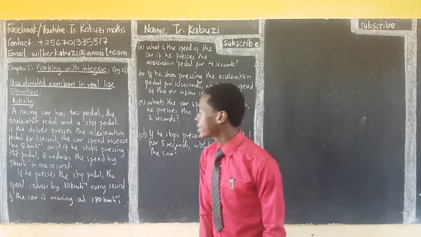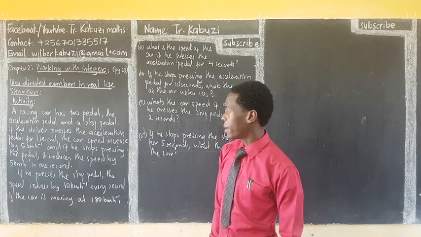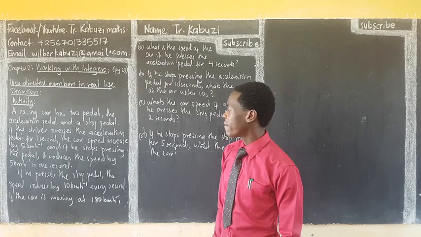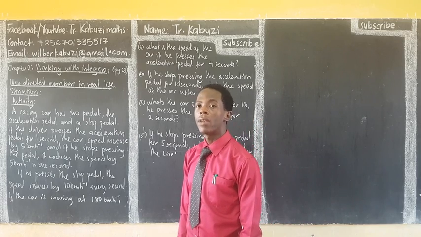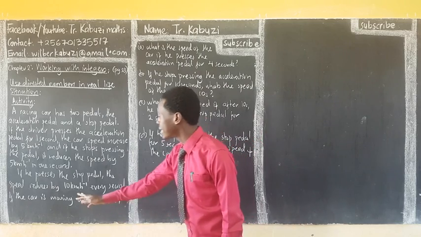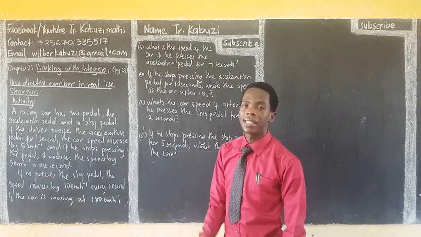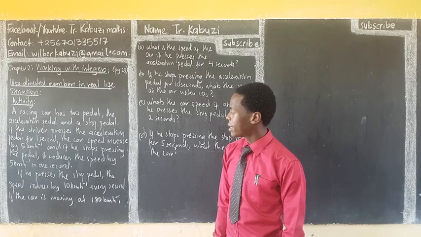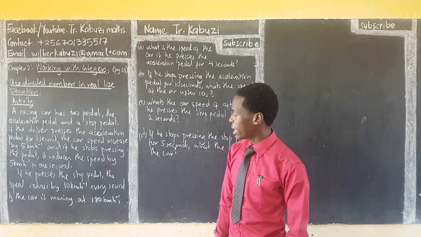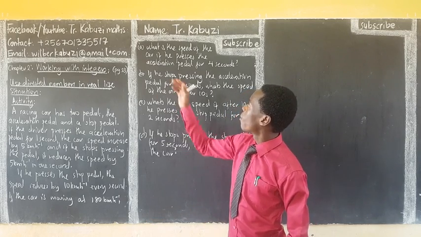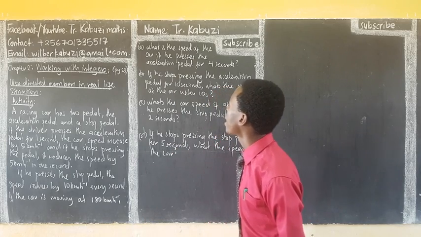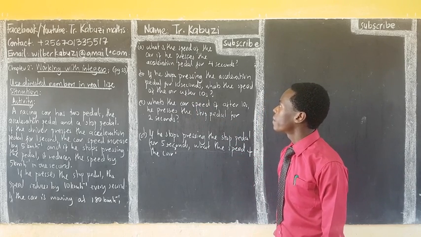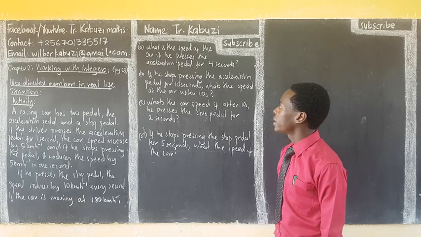Now we are on the stop pedal. When you press it, the speed of the car reduces. If he presses the stop pedal, the speed reduces by 10 kilometers per hour every second. So, if the car is moving at 180 kilometers per hour, what is the speed of the car if he presses the acceleration pedal for 4 seconds? If he stops pressing the acceleration pedal for 10 seconds, what's the speed of the car?